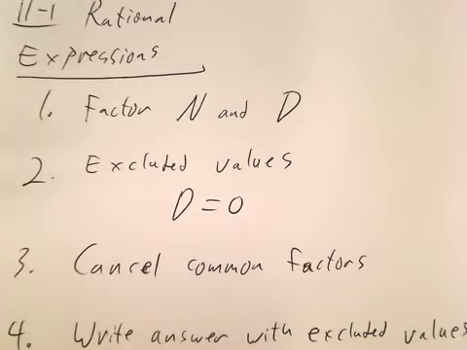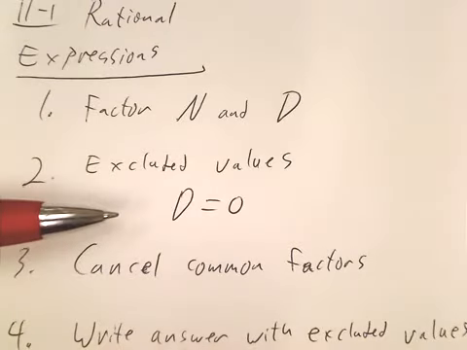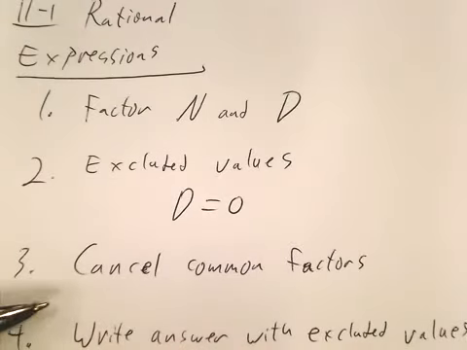Okay, so that's the four steps. We're going to factor. N means numerator, D means denominator. So factor numerator and denominator. To find the excluded values, we'll set the denominator equal to 0. We're going to cancel the common factors then, and then write the answer with the excluded values. Just a little note there to not forget to write the excluded values at the end.